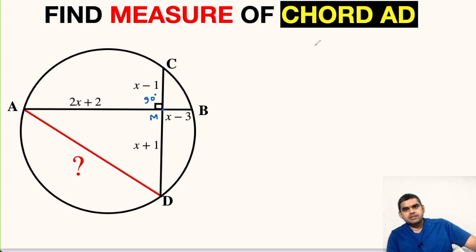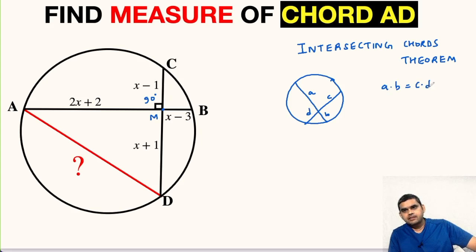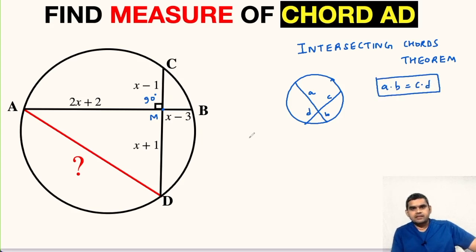In order to solve this question, first of all, we must know about the intersecting chords theorem. According to this theorem, if we have a circle and we draw two chords intersecting each other at any angle, if these lengths are A, B, C and D, then A times B is equal to C times D. So using this theorem, we can write that AM multiplied with MB is equal to CM multiplied with MD.